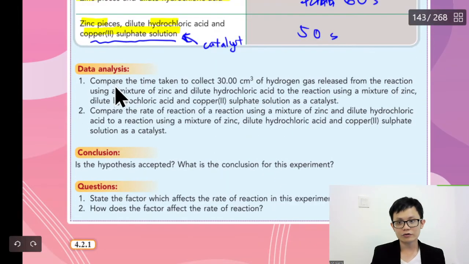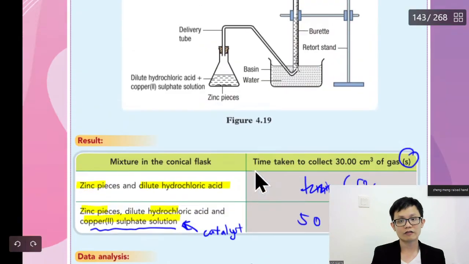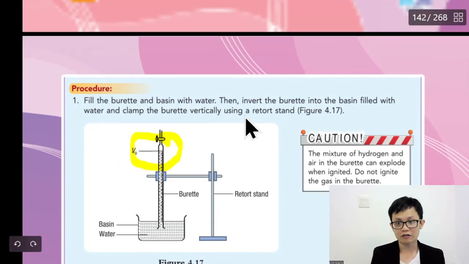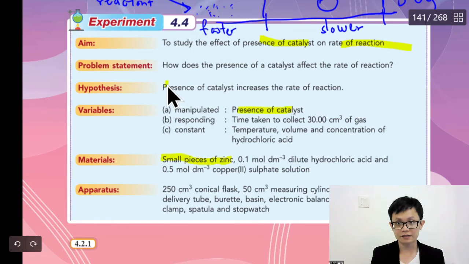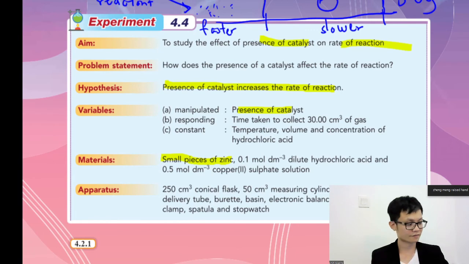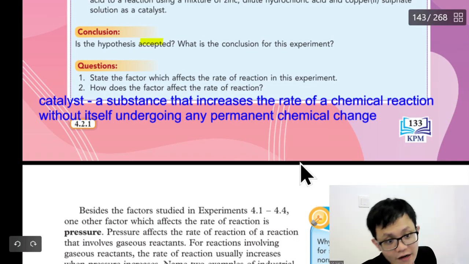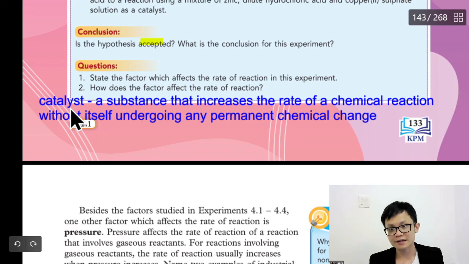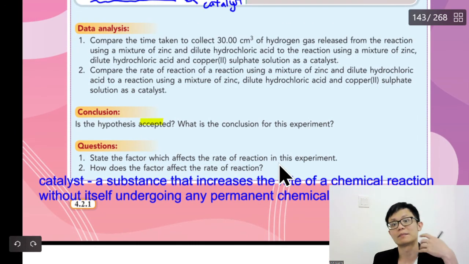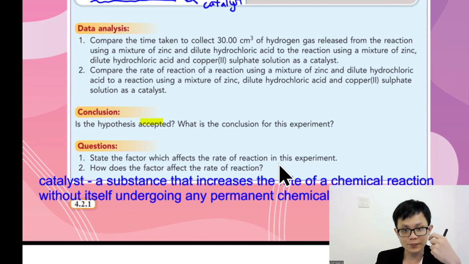So we do it, and we compare, and the conclusion is accepted. What is the conclusion? The presence of a catalyst increases the rate of reaction. Okay, so the student asked me, what is a catalyst? A catalyst is a substance that increases the rate of reaction without itself undergoing any permanent chemical changes. For example, my saliva is a catalyst. It speeds up the reaction, but itself has no change, because my saliva is still here.